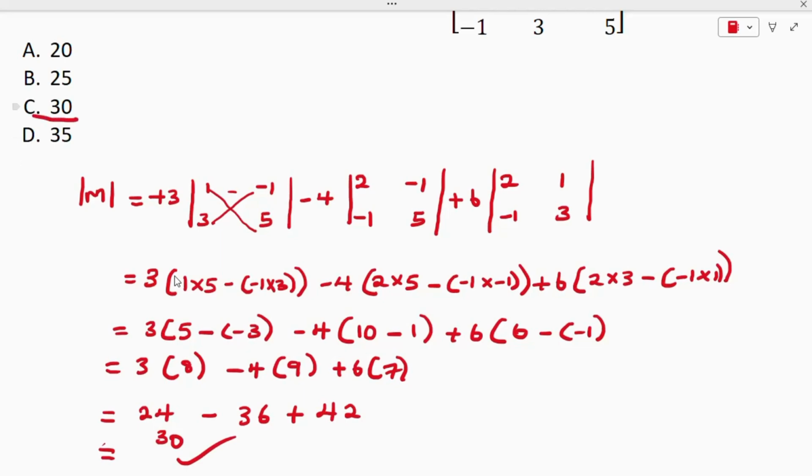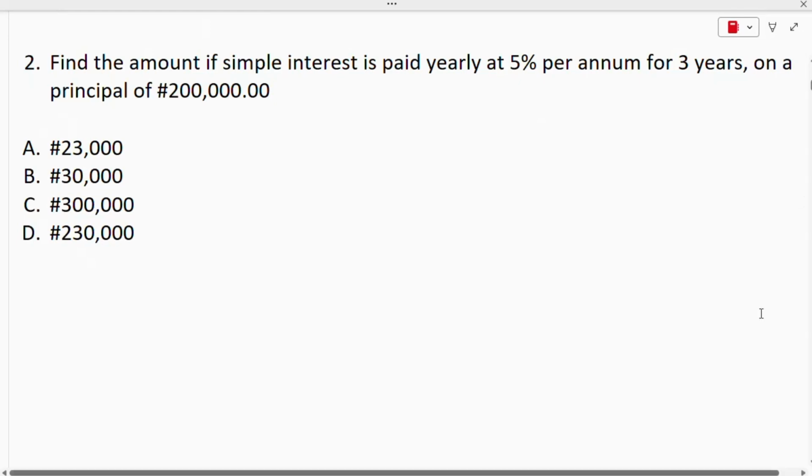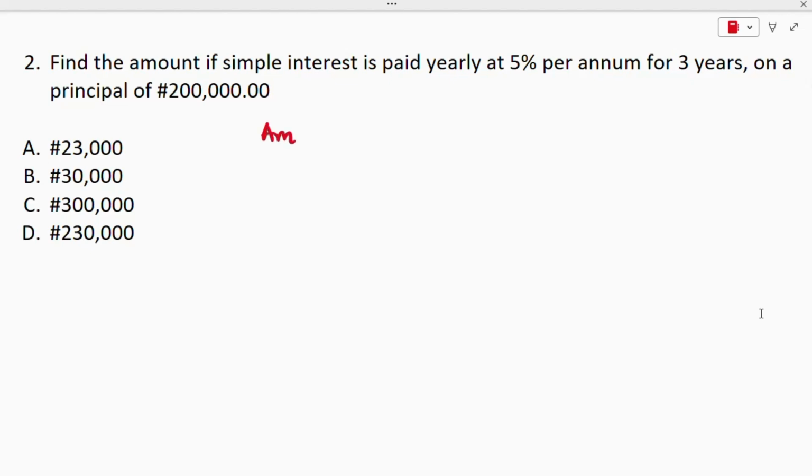So we have option C to be the answer to the first question, which says we have to find the determinant of this matrix. So right here guys, let's go into question 2. Alright, so question 2 says find the amount if simple interest is paid yearly at 5% per annum for 3 years on a principal of 200,000 naira. Now we have to find the amount, and we know that amount is given as principal plus interest. Alright, so we have to find the simple interest first.